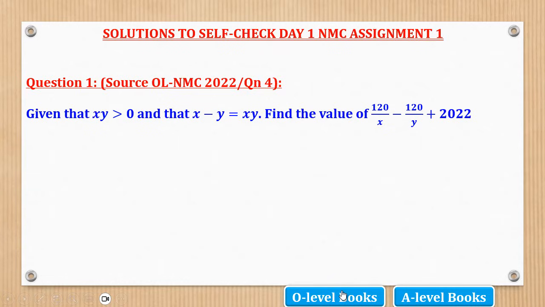So with that, we shall now go through the solutions. Question 1 was saying that given that xy is greater than 0, in other words, the product of x and y is positive, and that x minus y is equal to x times y, find the value of this. Meaning that you have to use these 2 conditions to come up with the value of that.